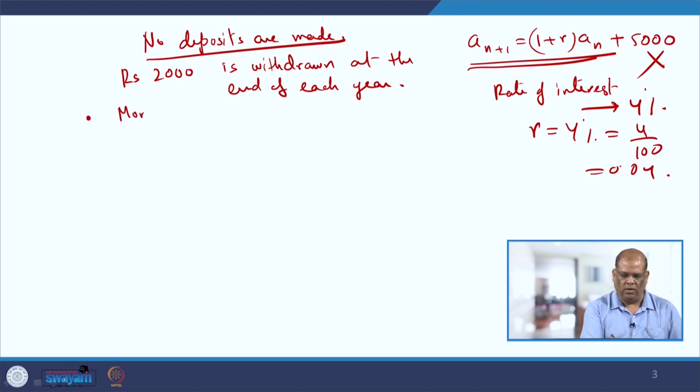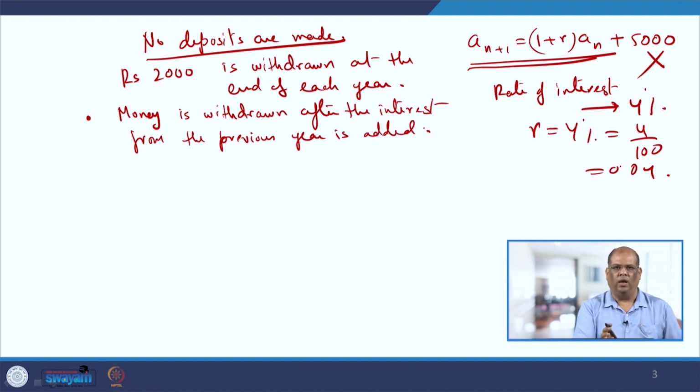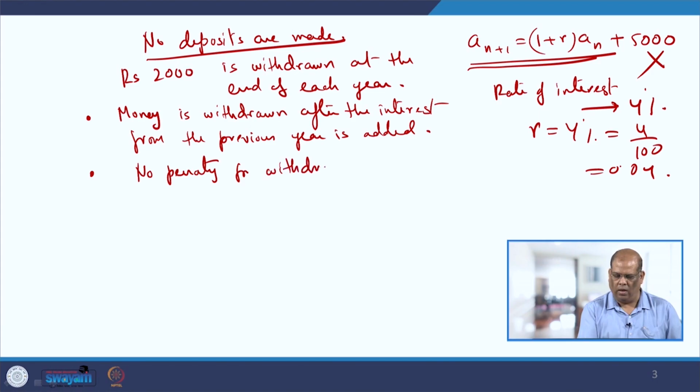First, the money is withdrawn after the interest from the previous year is added. So, you can only withdraw the money once that interest is deposited in the account. And number 2, no penalty for withdrawing money.